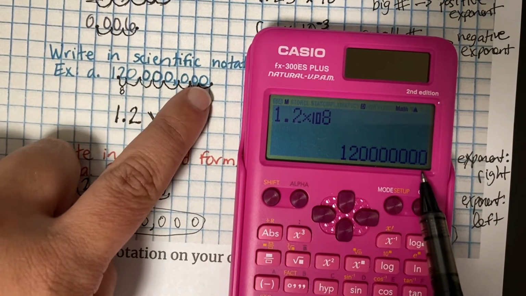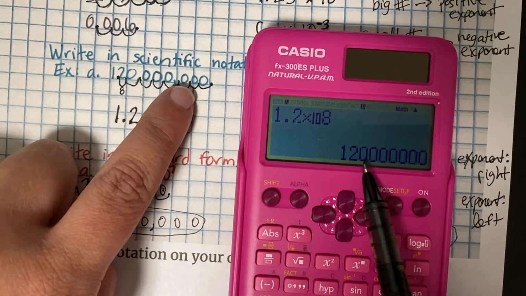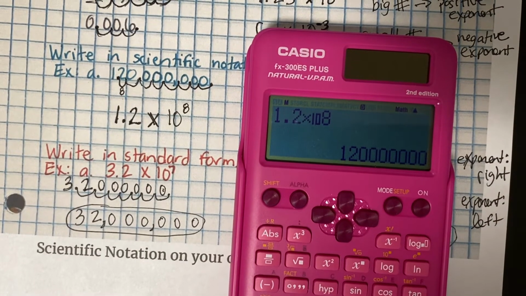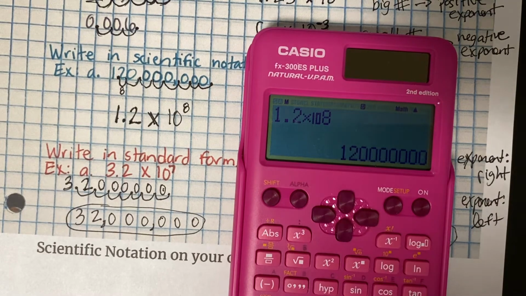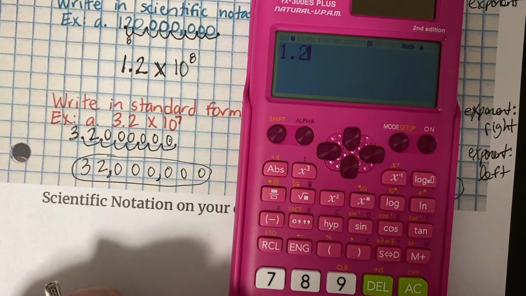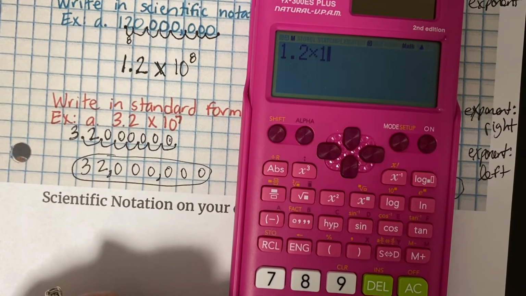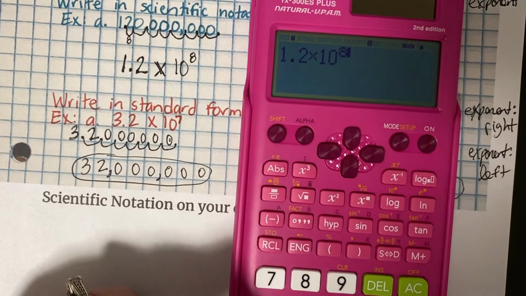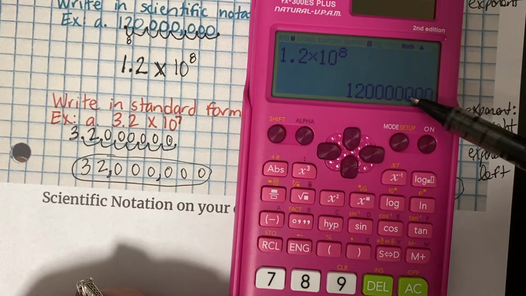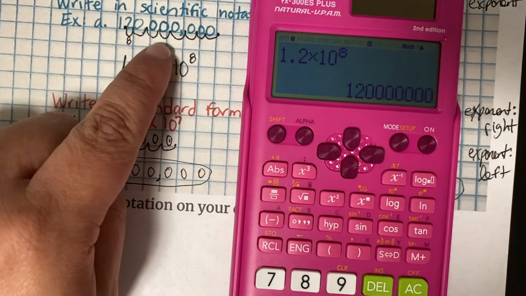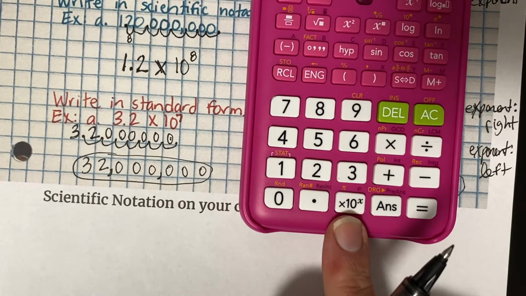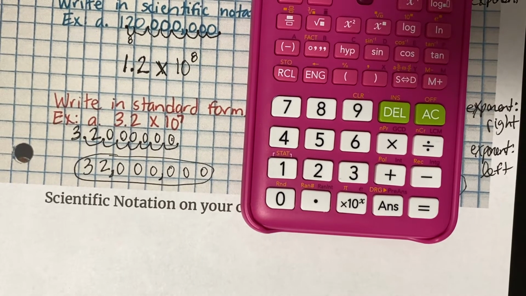Let's see if it's the same number. I had 1, 2, 3, 4, 5, 6, 7. 1, 2, 3, 4, 5, 6, 7. Okay, those are the exact same numbers. And I put it into my calculator like this. Okay. Let's try another way. What if I put 1.2, the times button, 10, and then I made an exponent of 8. Look at that. 1, 2, 3, 4, 5, 6, 7. We had 7 here, so it works the exact same. Okay, so if you have a button that is times 10 to the x, that'll work.